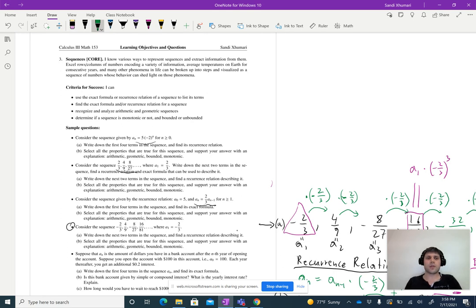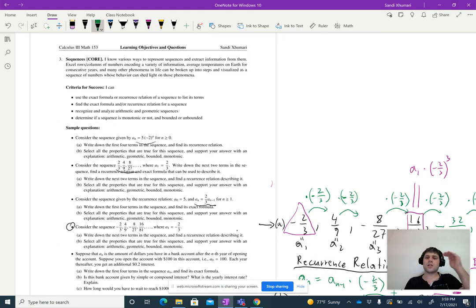And then I can determine if a sequence is monotonic or not, and bounded or unbounded. So when is the trend of the sequence going in the same direction? That's what monotonic means. It could be increasing, decreasing. It could be constant. It could be constant in the beginning and then increasing, constant and then decreasing. All those are examples of monotonic sequences.